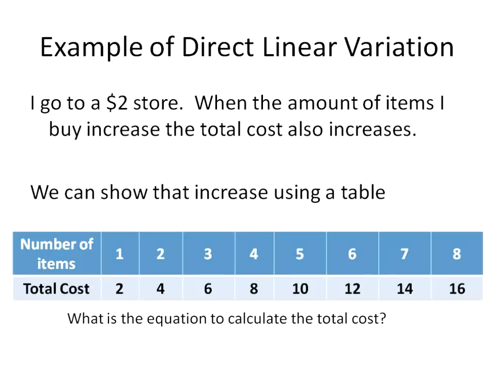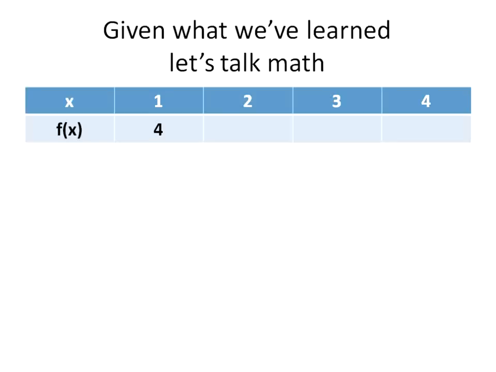And for the equation to calculate the total cost, we don't need to make a table if the total number of items is, let's say, about 1,000 things. I wouldn't have to count every single item. I just have an equation: my total cost is the number of items times 2. 2 is my constant value that I'm multiplying, in this case the $2 that I spend at the store. Each item costs $2. That's going to be a constant. I multiply $2 times however many items I get.